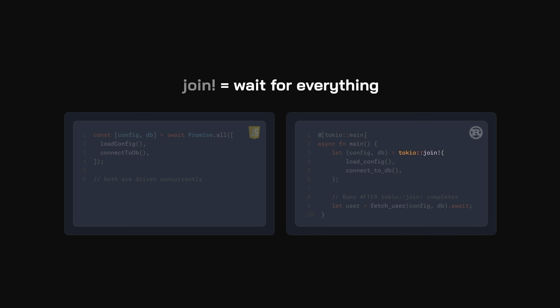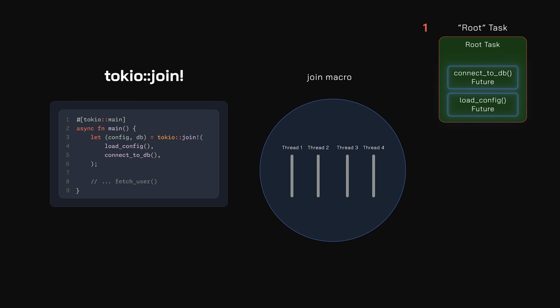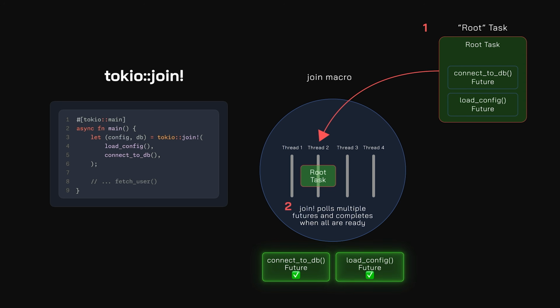If we expand our fetchUser example, imagine we need to load a config file and connect to a database before fetching the user. Neither the config or the connection to the database depend on each other. You need both. So it makes sense to do both at once. And this is exactly what join is for. If we look at a visual, we can see that two futures are inside the same root task and then run on a thread. The join macro polls both futures concurrently until they both complete. Both connect to DB and load config are returned.